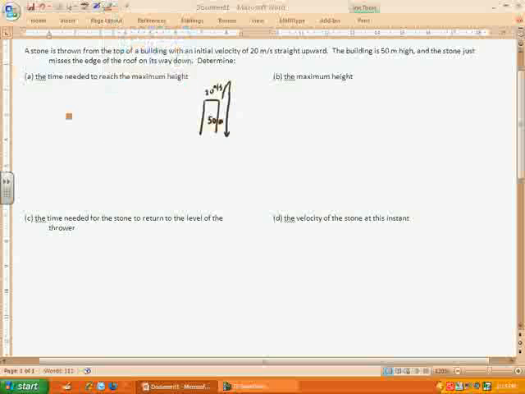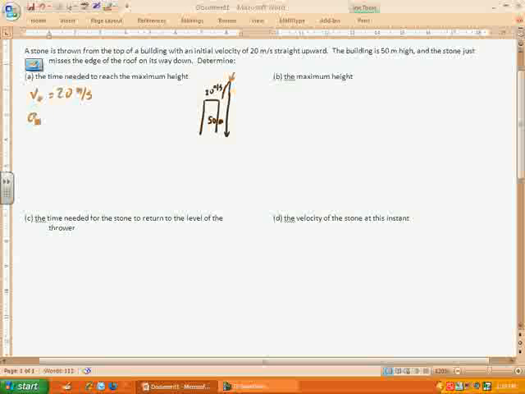So let's go ahead and work on the problem now. It says first we want to know the time needed to reach the maximum height. So that's right there. Alright, so it goes up. How long is it going to take it to get there? So I already know that my initial velocity is 20 meters per second. Now I don't know how long it's going to take me to get up there. I don't know how far that is either.